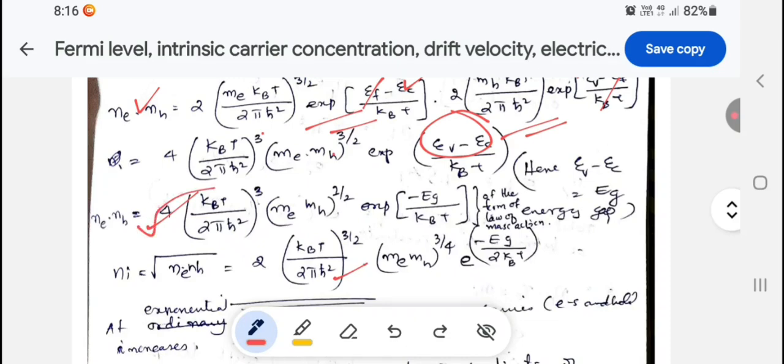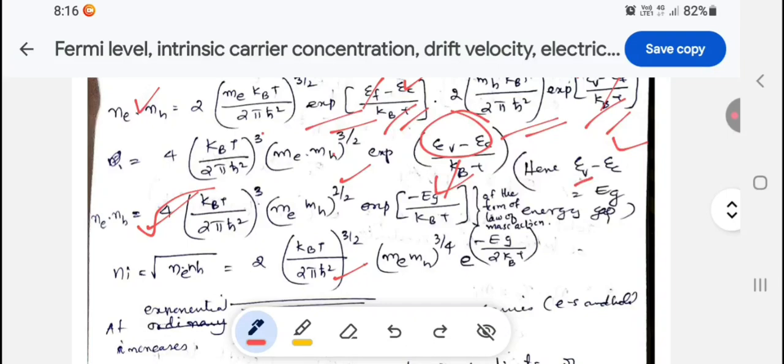this term. So 2 into KBT by 2 pi h cross square all raised to 3 by 2, me mh, taking the root, 3 by 4, e raised to minus EG by 2 KBT. Here there are two terms. So 2 KBT. EV minus EC is equal to EG, therefore it is replaced as EG over here. Okay, EV minus EC is EG, then e raised to minus EV minus EC is minus EG actually.